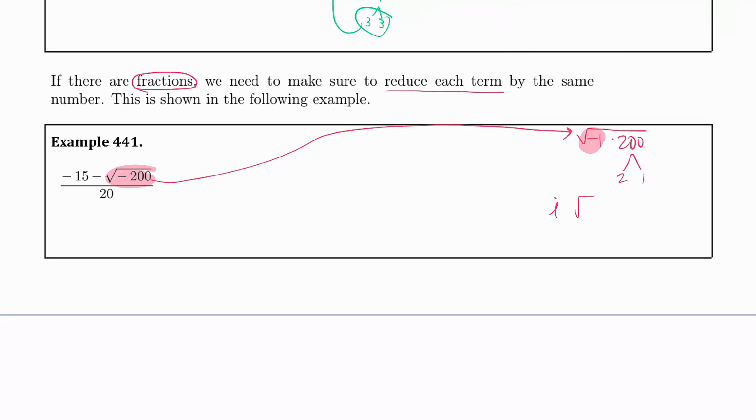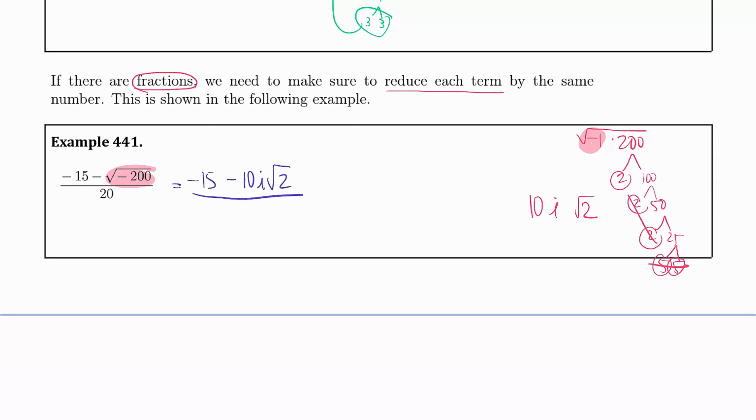So we're definitely going to take an i to the outside, and then we're going to see what we're left with. So we have 2 and 100, 2 and 50, 2 and 25, 5 and 5. So I'm going to take a pair of 5's out, a pair of 2's out. So I really have a 10 on the outside, and then I only have a 2 left on the inside. So I can rewrite this as negative 15 minus 10i square root of 2, divided by 20. All right, if we look at our three coefficients here, here, and here, we can divide all of those by 5. So we get negative 3 minus 2i square root of 2, divided by 4.